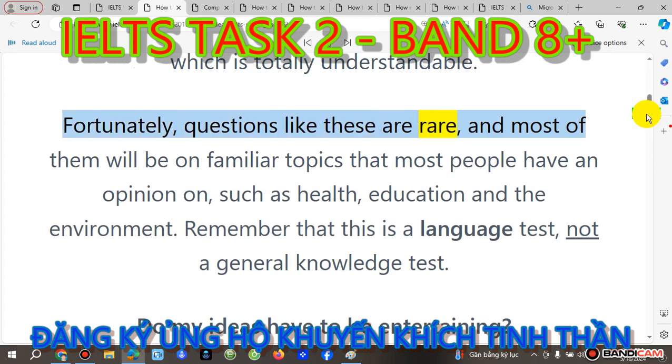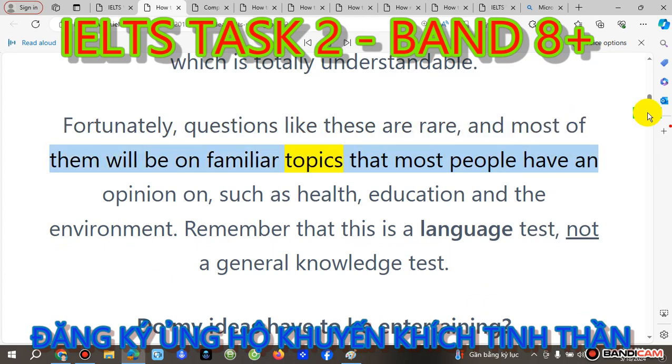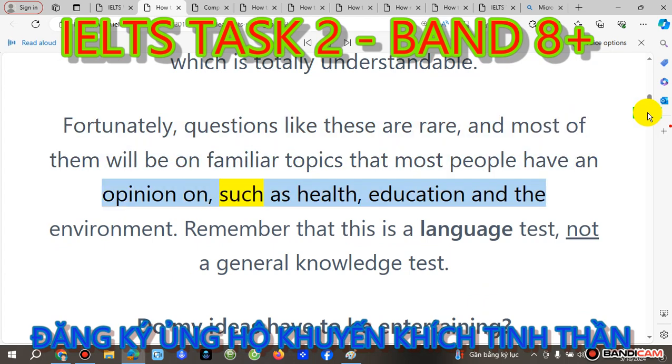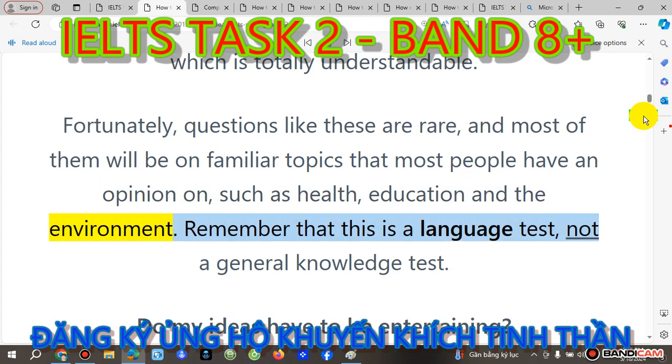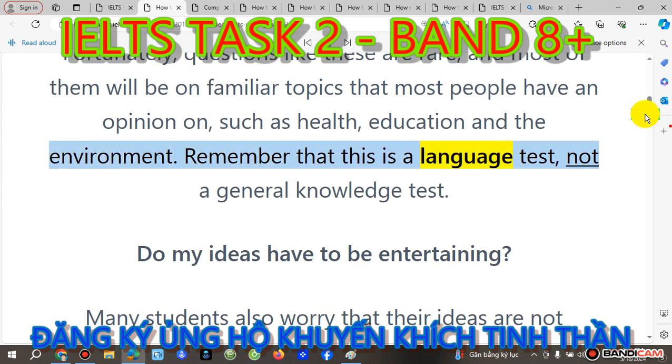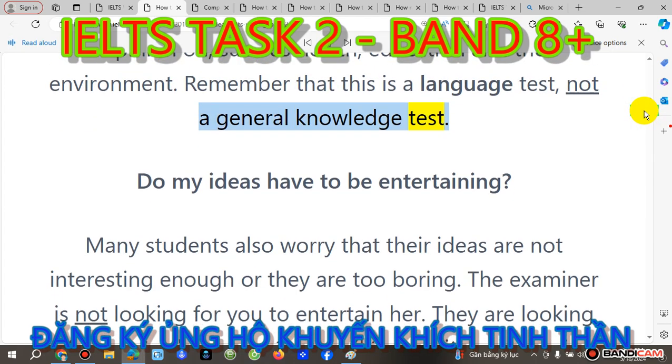Fortunately, questions like these are rare, and most of them will be on familiar topics that most people have an opinion on, such as health, education, and the environment. Remember that this is a language test, not a general knowledge test.